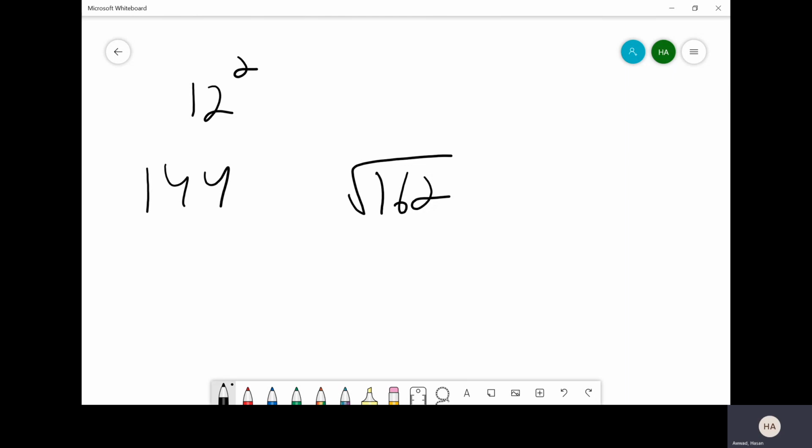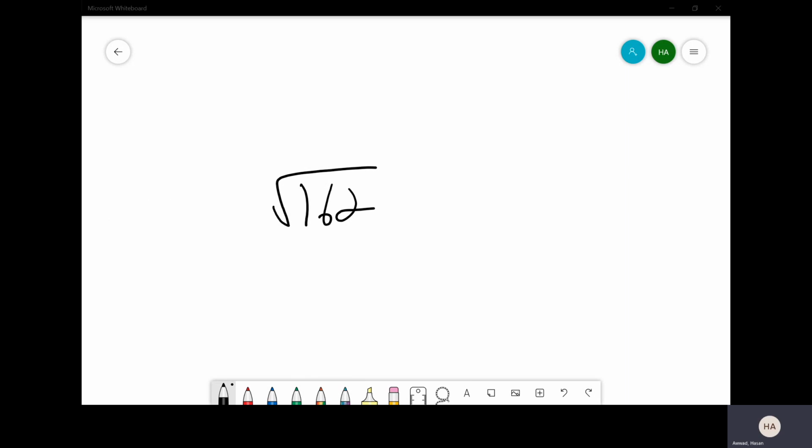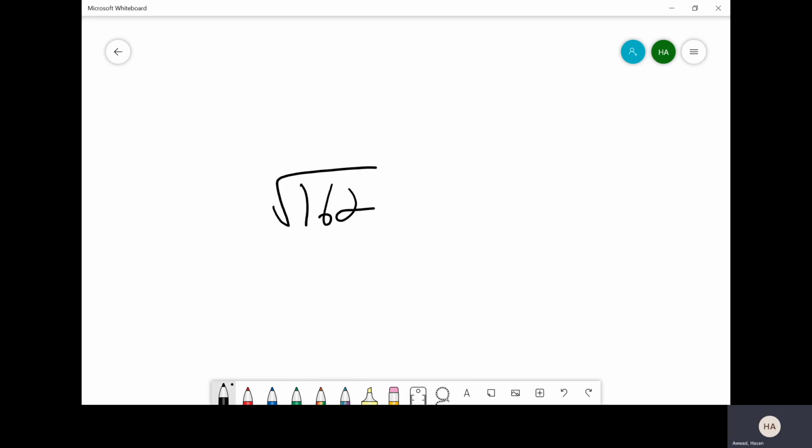It can't be 12. And then you say, okay, well, what about 13? And we say, okay, 13 squared, well, that's 169. And so if we take the square root of 169, we'll get 13 back. So clearly, the square root of 162 is going to lie somewhere between 12 and 13. Okay, so it is very much obvious at this point that it is not going to be a perfect square. So we have to do something else to simplify this down.